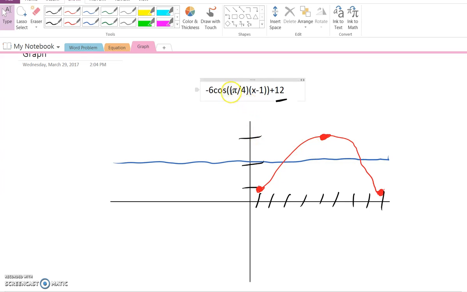And as my partner explained, it was shifted pi over 4. I'm sorry. It was shifted to the right by -1, which in this case would mean that it's going to the right by 1. And b, meaning the frequency, is going to be pi over 4.